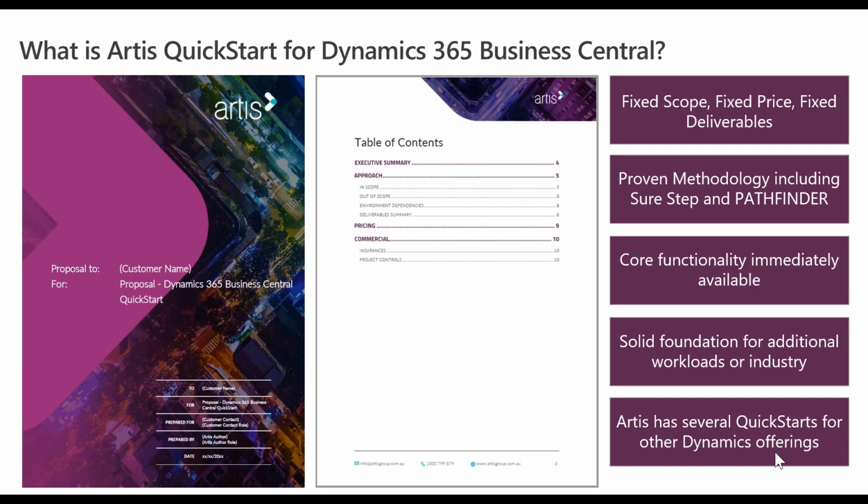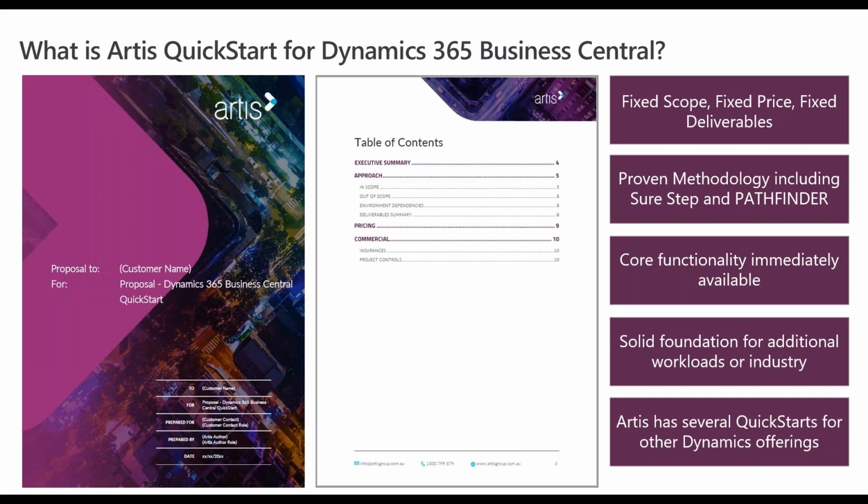So the fixed scope, fixed price nature of these engagements really provides a strong degree of predictability as our customers and partners understand how long these engagements are going to take and exactly what they're going to cost. An example of this is that the Quick Start for Business Central is completed in 120 hours at a cost of $19,500 ex GST at a fixed price, so they know exactly how long it's going to take and how much it's going to cost.